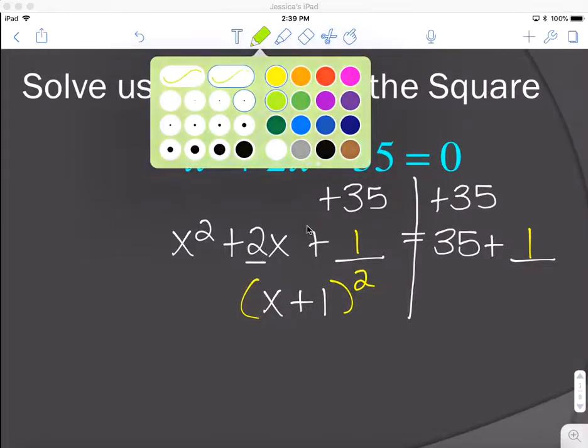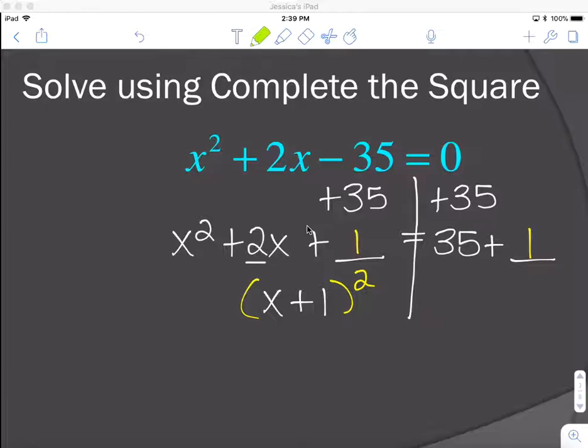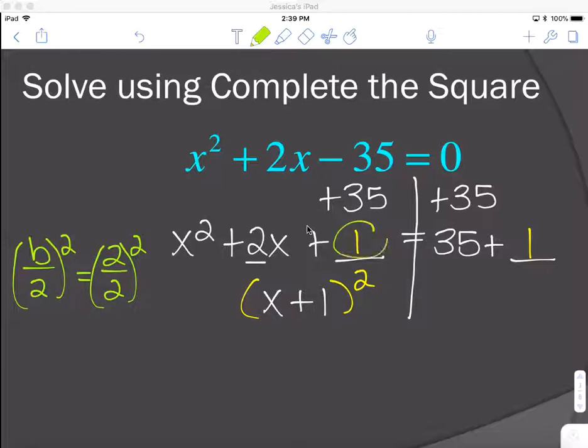So all of your problems today are going to follow this specific pattern. Half of 2 is 1, 1 squared is 1. It kind of makes a triangle every time. Your blanks should always match. If you want to write out the formula to the side, (b divided by 2) squared, in this case would be (2 divided by 2) squared, which is where this 1 comes from. It comes from that formula.